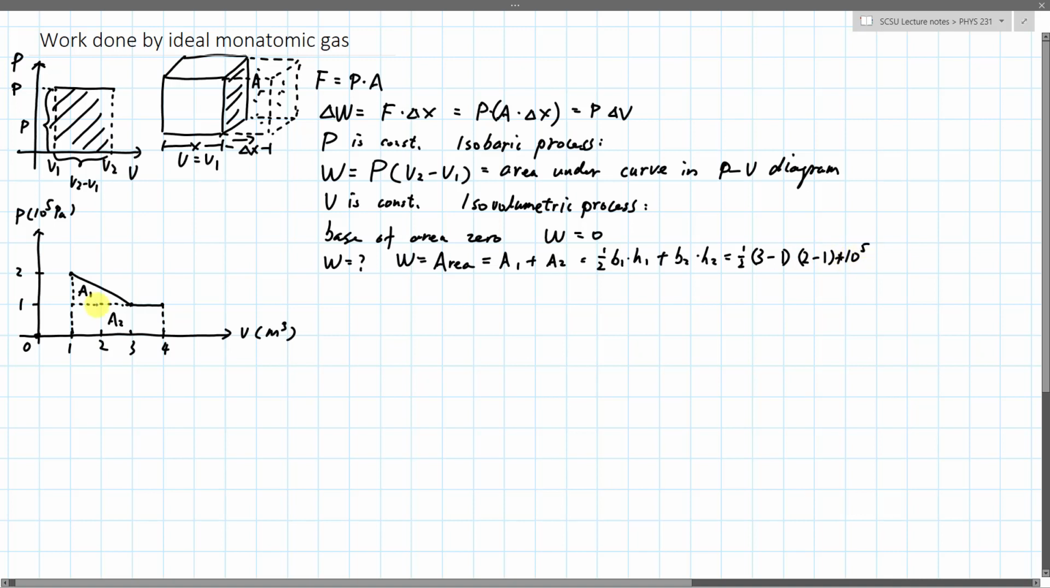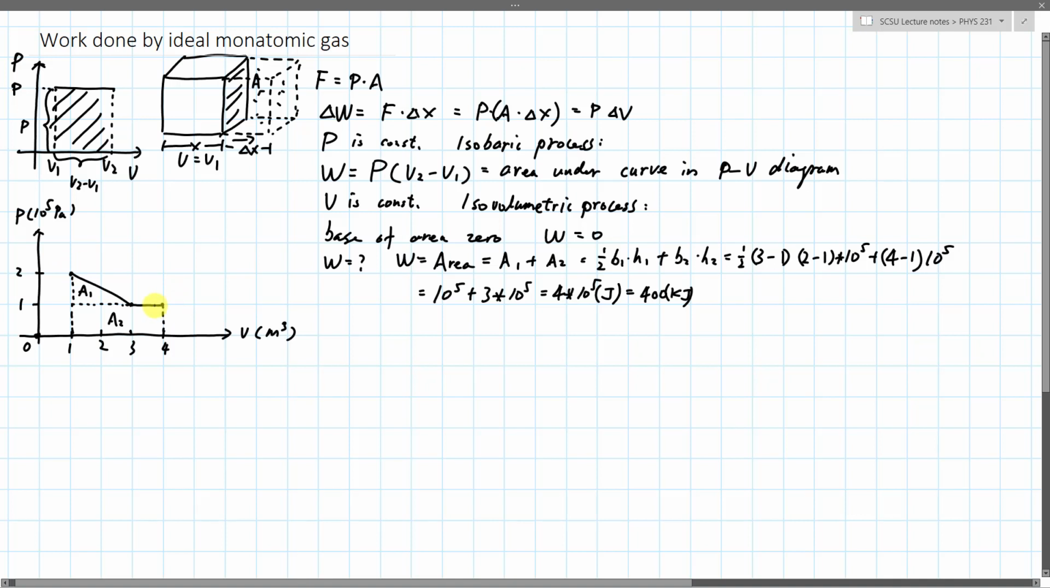100,000, so that's the A1, and then A2, the base is this whole thing here from 4 cubic meters minus 1 cubic meter, so 4 minus 1, and then the height is 100,000, so the total area is 3 minus 1 is 2, 1/2, that's a 1, 2 minus 1 is also 1, so 10 to the 5th power, and then we also have 3 times 10 to the 5th power, so 4 times 10 to the 5th power joules, or 400 kilojoules of work, just to take the gas from this process from the top left to the bottom right.